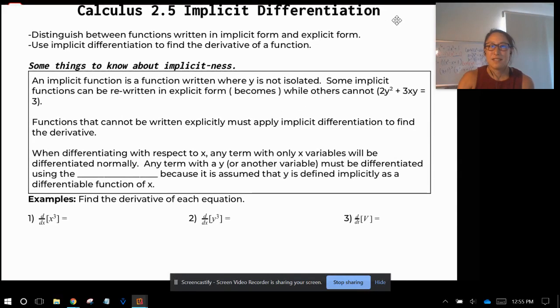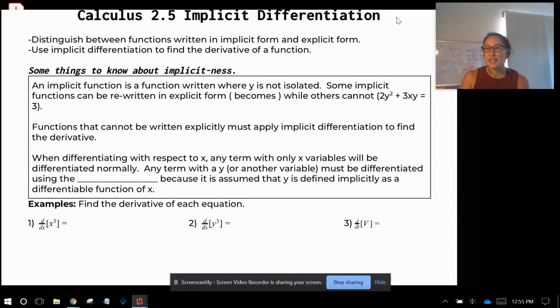Today is implicit differentiation, and I was just thinking how much I really like implicit differentiation. Talked to my sister, and she also likes implicit differentiation. We're weird, I know. Okay.